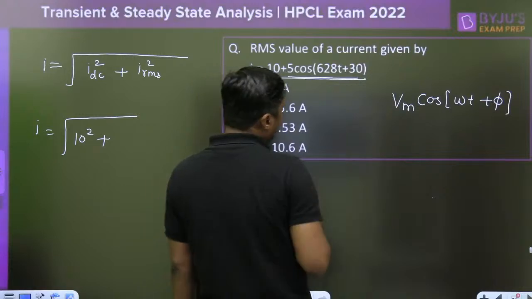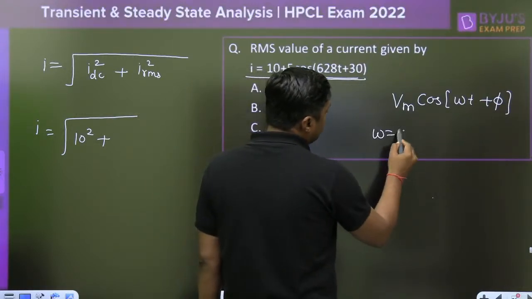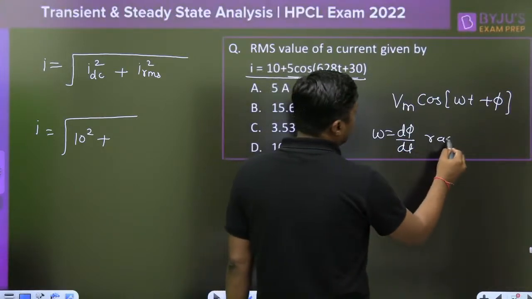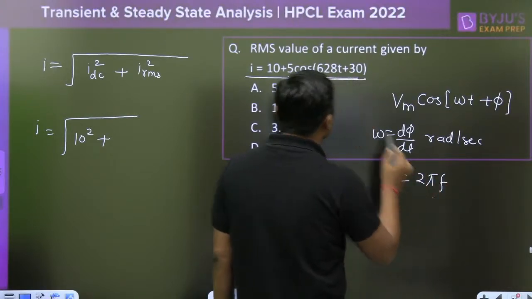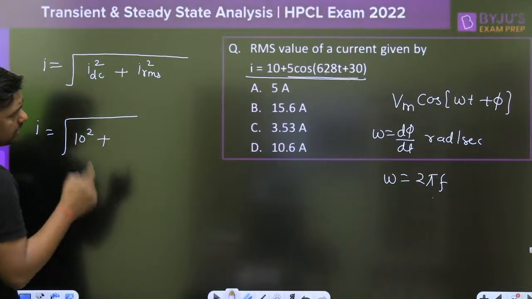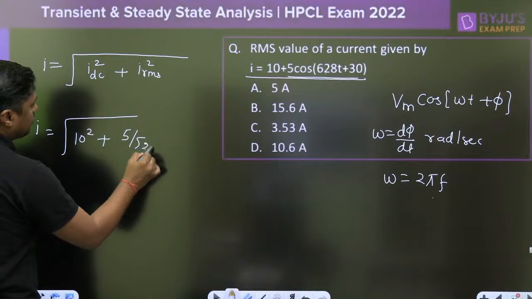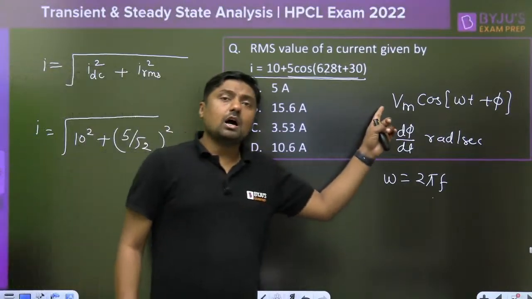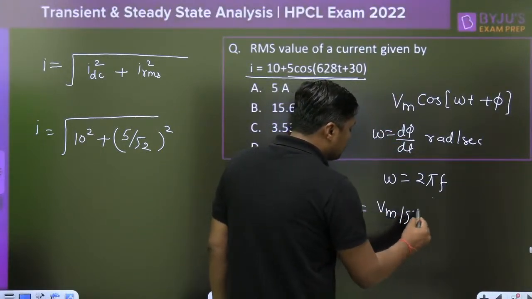So Vm is the amplitude of this signal, and omega is called the rate of change of the phase. Its unit is radian per second, and omega is equal to 2 pi f. So what is the value of omega? 628. But we have to find the RMS value of the sinusoidal signal. RMS value is given by peak divided by root 2, the whole square. Always remember the RMS value of this signal is Vm by root 2.